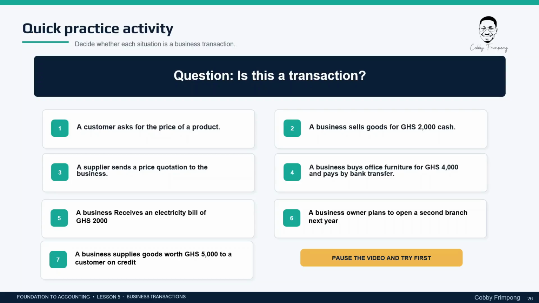4. A business buys office furniture for 4,000 Ghana cedis and pays by bank transfer. 5. A business receives an electricity bill of 2,000 Ghana cedis. 6. A business owner plans to open a second branch next year. 7. A business supplies goods worth 5,000 Ghana cedis to a customer on credit. Pause the video and try first before we discuss the answers.